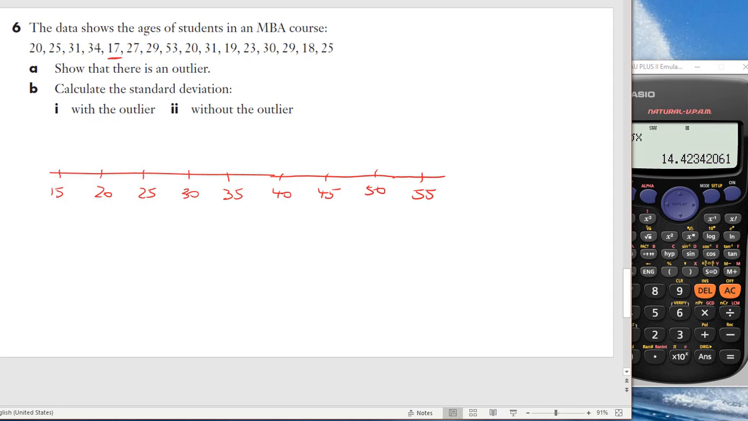Now if we look at the data, the smallest is 17 and the highest is 53. But the 53, if you do a quick scan over the data, the next highest score is 34. So most of the data is in this zone from 17 up to 34. Then you've got the 53, which if we put that in here, it's approximately here. So definitely this 53 is a candidate for an outlier.